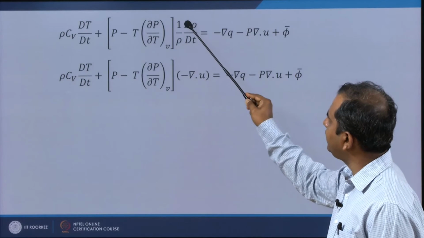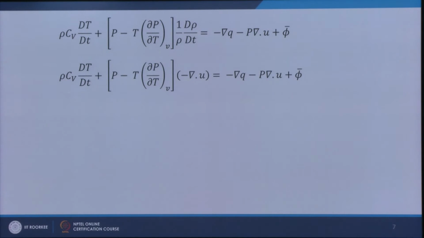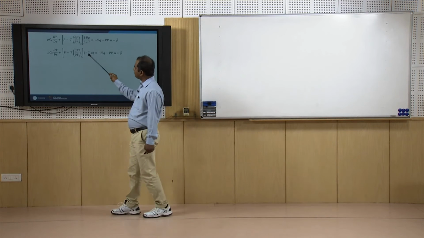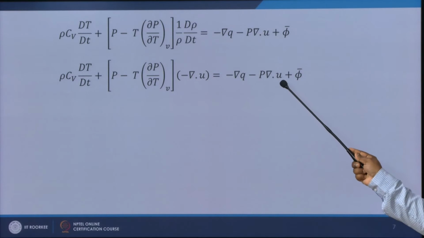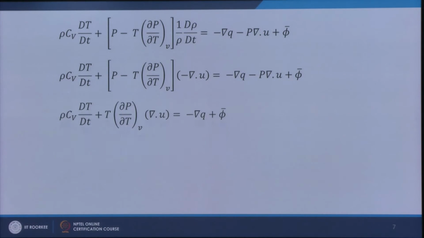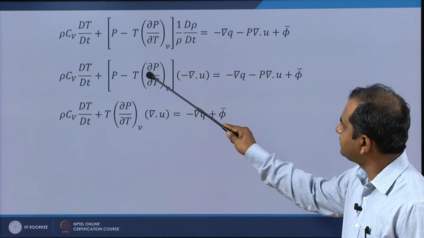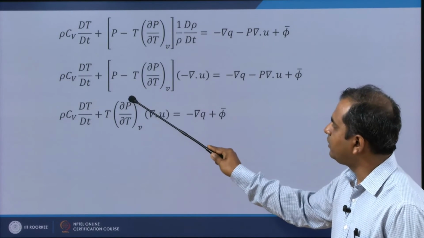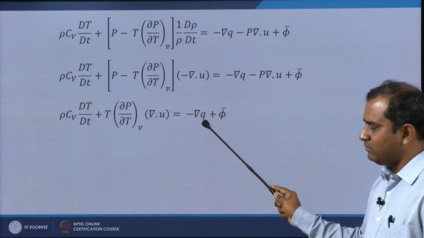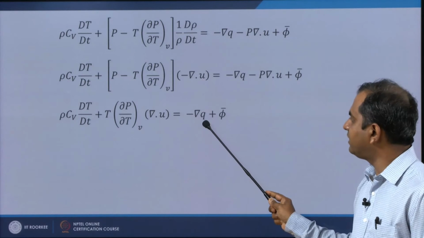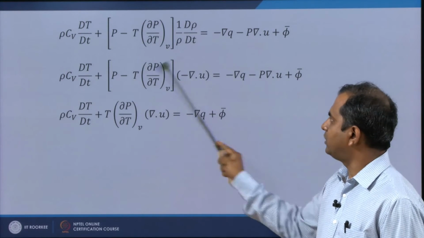If we simplify it further, we find that this term, 1 by rho into D rho/Dt, from the continuity equation is nothing but minus divergence of u. Once I write this as minus divergence of u, I get P into del dot u on the left hand side. I had P into del dot u on the right hand side also, so those can be cancelled. Finally the simplified form is rho into Cv into DT/Dt plus T into del T of P at constant volume into divergence of u. The heat transfer term remains on the right hand side, and viscous dissipation remains over here. The hydrostatic part I have already cancelled from both sides.